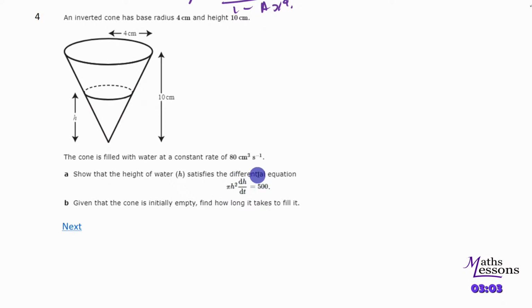What I was saying, you've got dv by dt here, but you need dh by dt. So you're going to use the chain rule by getting dv by dh from the information in the question. You should know what the volume of a cone is. We need the volume at a point in time, and you need to get the radius in terms of h at any point, and realise that h and the radius are always in the ratio of 4 to 10.